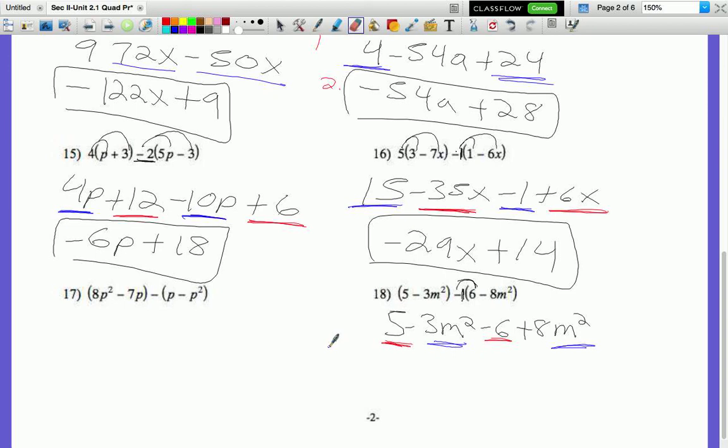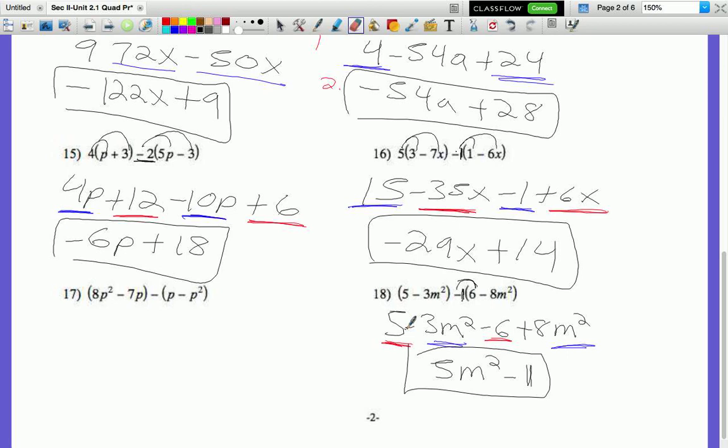The variable with the highest exponent comes first. So negative 3 plus 8 is 5m squared. 5 minus 6 is negative 1. I am done. So that is adding and subtracting polynomials. I have to combine like terms. They have to be the exact same variable, the exact same exponent.